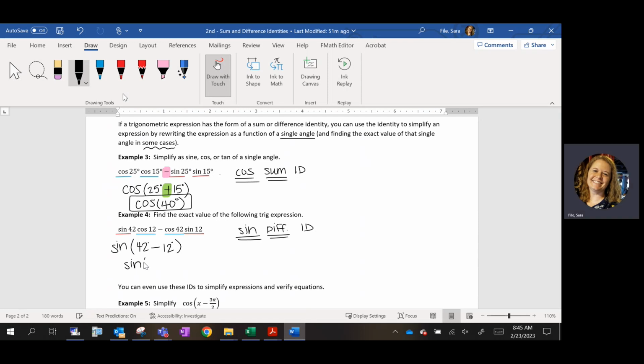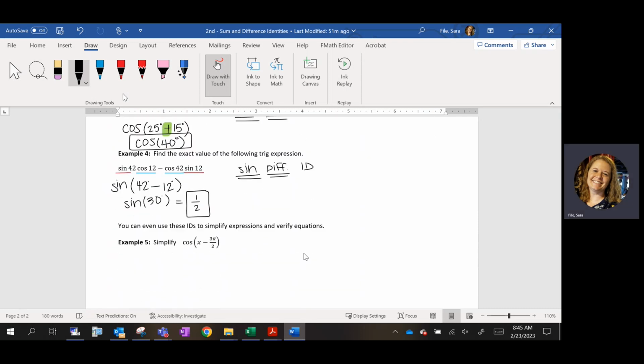So should I stop here at sine of 30? Or is this one of the some cases they're referring to when I can give an exact value? Yeah, I know sine of 30. What is it? 1/2. You feel okay about going in that direction? I think that direction's a little easier, right? Okay.